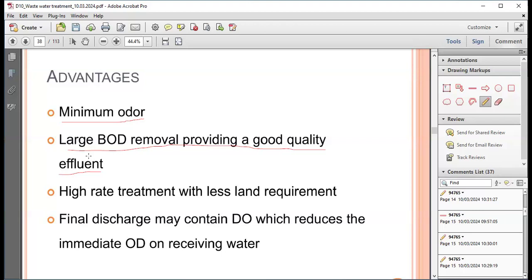High rate treatment with less land requirements. Final discharge may contain DO, which reduces the immediate OD. What's the meaning of OD? Oxygen demand. DO means dissolved oxygen, and OD means oxygen demand on the receiving water.